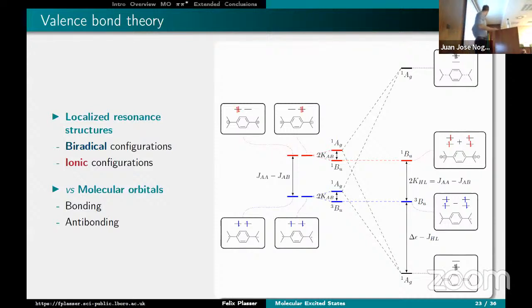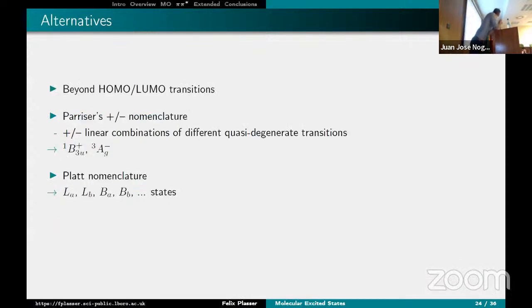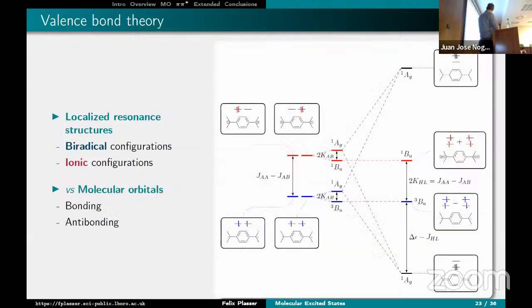Okay, but the main thing I want to say is that going back to this valence bond description provides a lot of information in a way that we don't get from the MO picture. All right, then let's see what else do we have. I don't want to go into that much detail here, but for HOMO-LUMO transitions, this picture works that I showed you here.